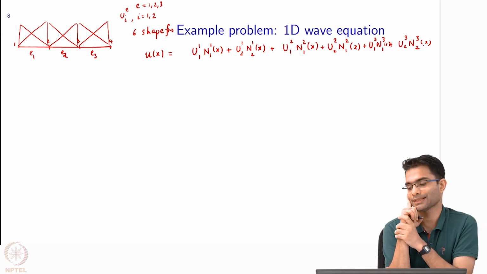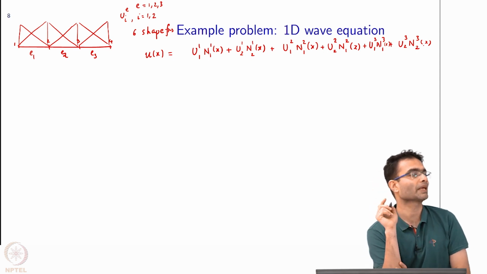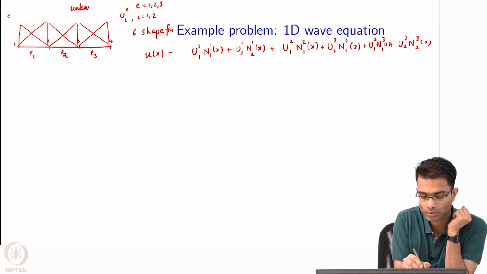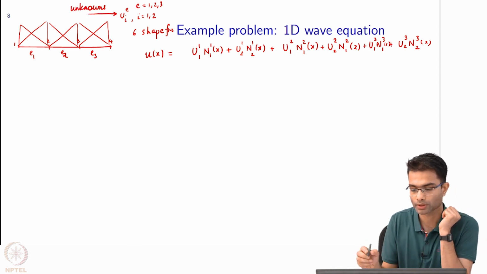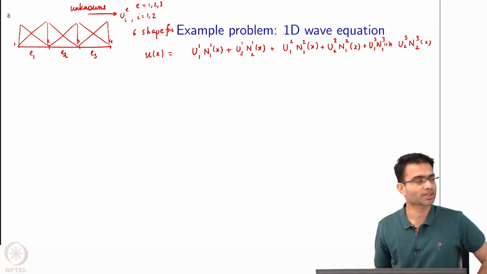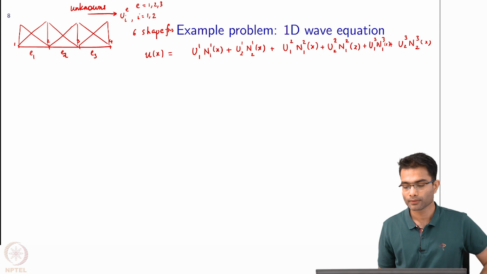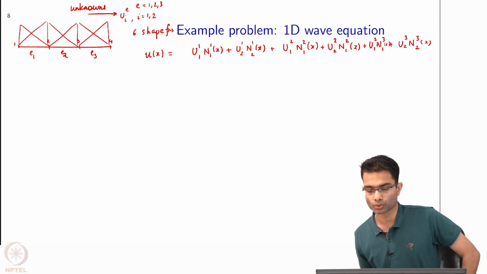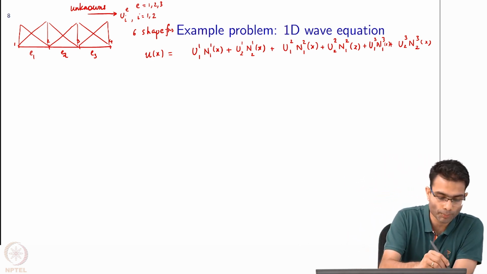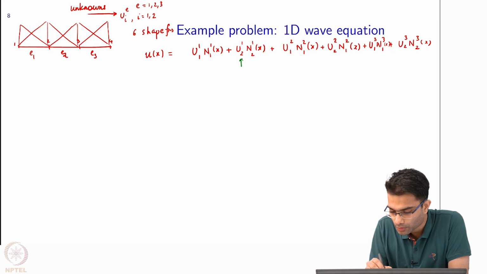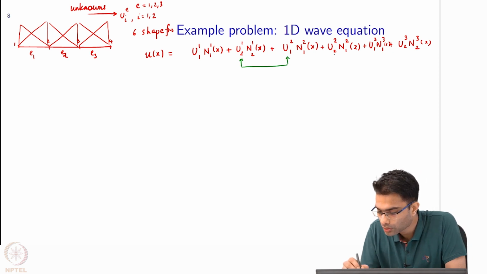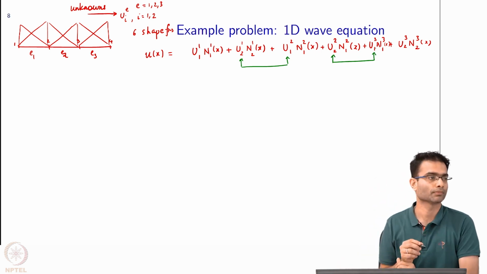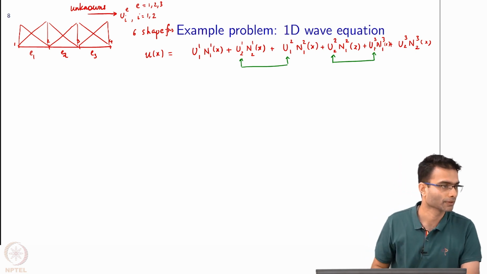Now, of these variables, some are the same, right? Of these unknowns, some of the unknowns are the same. Which are they? u_1^2 and u_2^1, what else? u_1^3 and u_2^2. So, the common variables, let us just indicate them. They are the same and they are equal to u2 and u3 respectively.